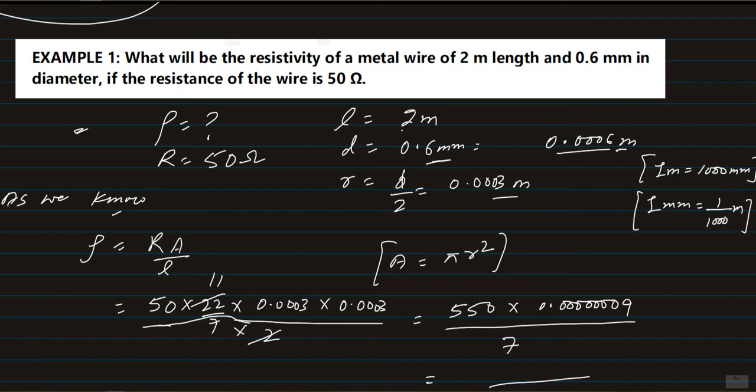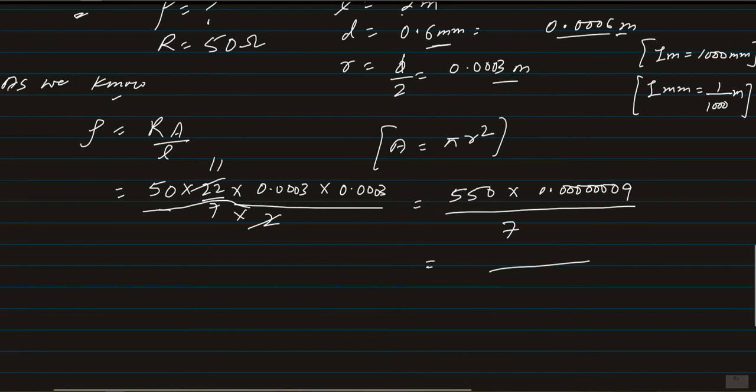So when 550 is divided by 7, it will give us 78.57. And this particular large expression can be converted into scientific notation, which says 9 into 10 to the power.